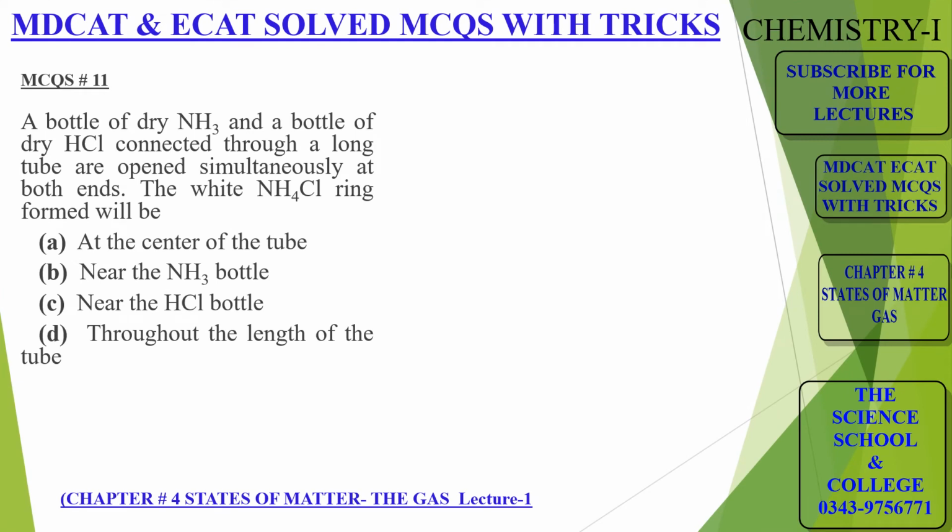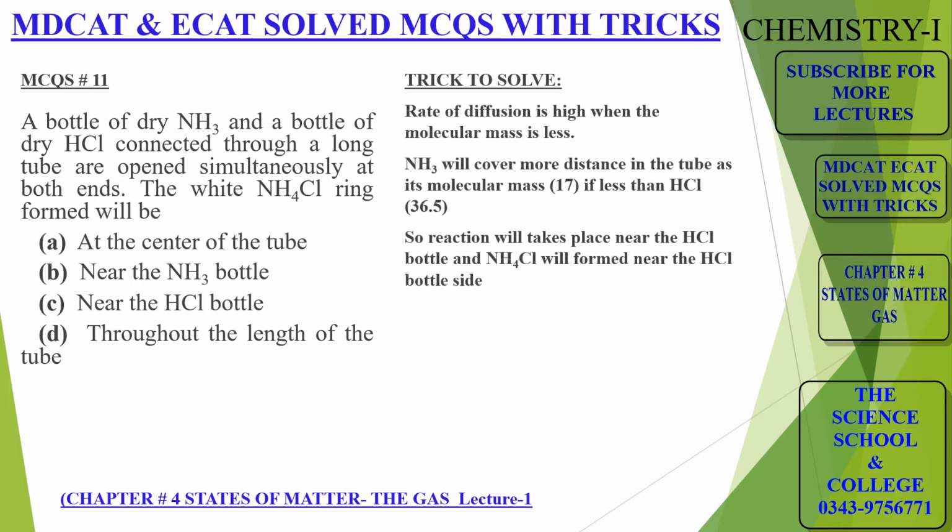MCQ number 11: a bottle of dry NH3 and a bottle of dry HCl connected through a long tube are opened simultaneously at both the ends. The white NH4Cl ring formed will be: option A, at the center of the tube; option B, near the NH3 bottle; option C, near the HCl bottle; option D, throughout the length of the tube. To solve this MCQ, you should know Graham's law of diffusion.